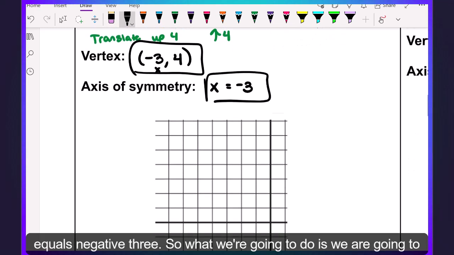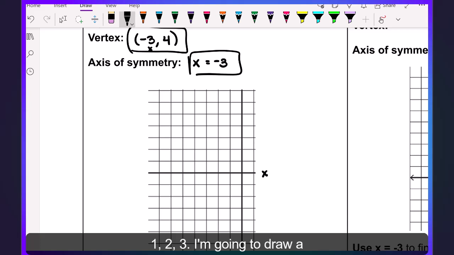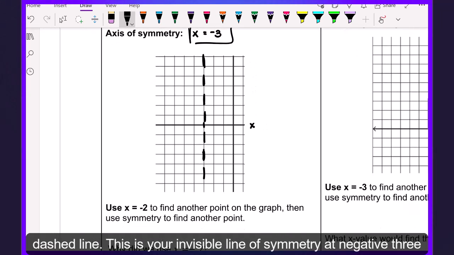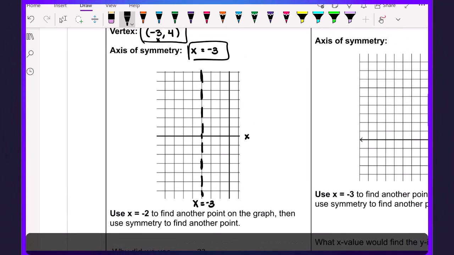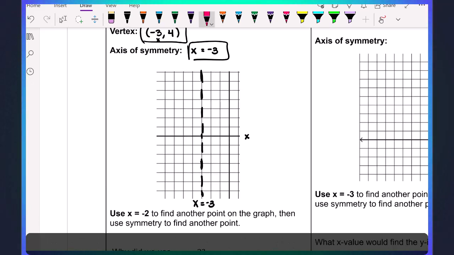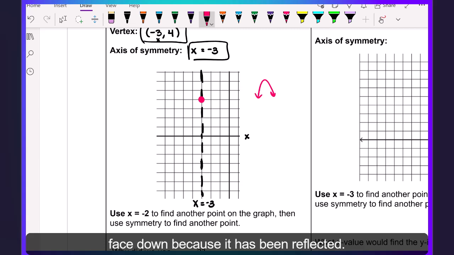So what we're going to do is graph our axis of symmetry. This is your x-axis. Here is your origin. 1, 2, 3. So I'm going to draw a dashed line. This is your invisible line of symmetry at -3 on your x-axis. Your vertex is at -3, 4. Let me change colors. So -3, up 1, 2, 3, 4. Now I know that my graph is going to face down because it has been reflected.